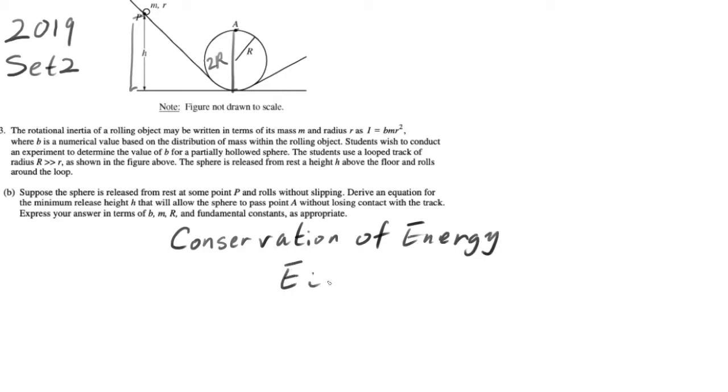So initial energy is equal to final energy. Since the sphere is rolling, we have to keep rotational kinetic energy in mind as well.